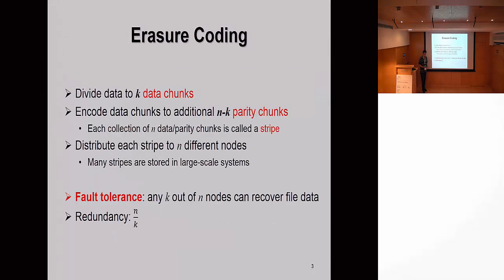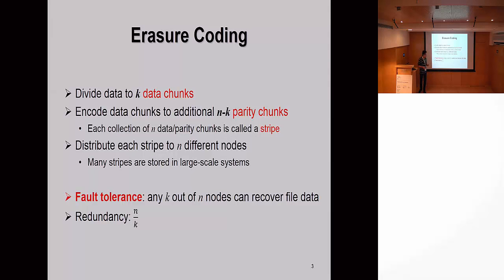Now let me give you a brief overview of erasure coding. The basic idea is there are two parameters, k and n, where n is greater than k. We divide the data into k data chunks and we encode them into additional n minus k parity chunks. This encoding could be based on linear combinations. Each collection of these n data and parity chunks is called a stripe. Typically a storage system has many stripes that are independently encoded, and distributes each stripe to n different nodes or servers. The nice property about erasure coding is fault tolerance, meaning that any k of n nodes can recover the file data with minimum amount of redundancy.